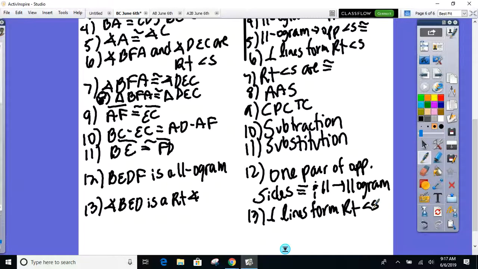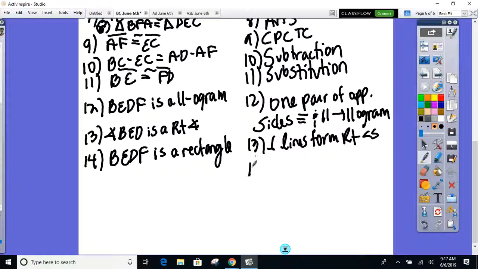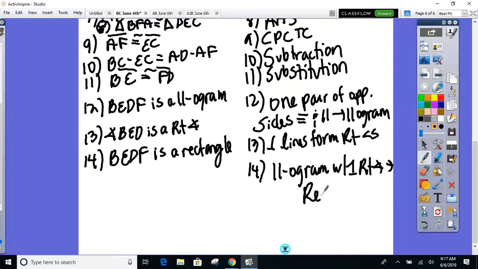And then finally, we can say it's a rectangle. Whew, 14, huh? Okay, hold on. We're going to finish this strong here. What's your reason? Not because it's got one right angle. Parallelogram with one right angle implies rectangle.